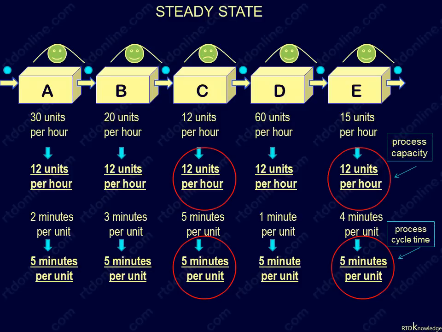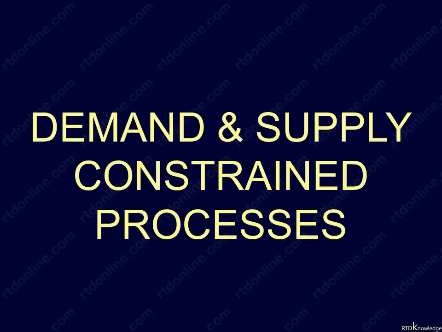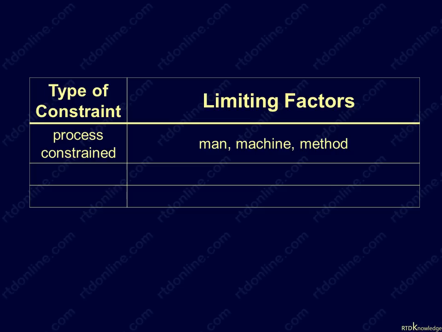In our previous example, we said the bottleneck is the slowest part of the process. In cases, however, where either demand or supply is limited, the bottleneck may not be inside the process. When demand and supply are unlimited, process capacity may be limited by factors such as man, machine, or method. Process bottlenecks may be caused by an unskilled operator, slow and unreliable equipment, or complex, time-consuming tasks.